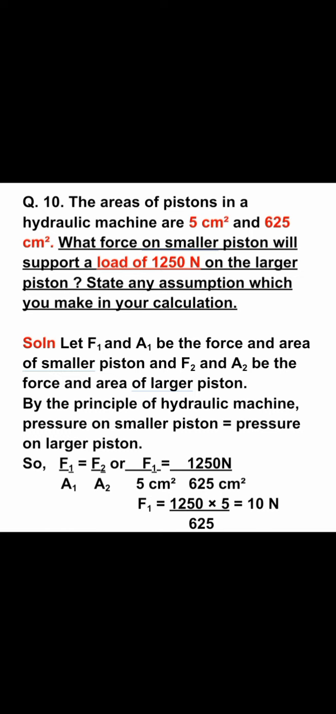A1's value is given as 5 centimeter square. F2, that is the force on the larger piston, is 1250 Newton, and A2, that is the area of the bigger piston, is 625 centimeter square. Whenever it was simplified, we got F1 equals 1250 into 5 divided by 625, which is equal to 10 Newton.